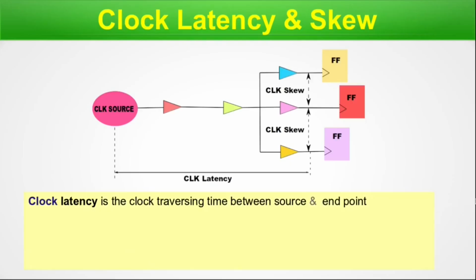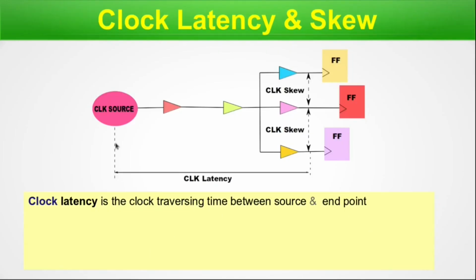Clock latency is the clock traversing time between source and endpoint. The latency in the STA engine can be fine-tuned for the clock source under various conditions such as rise, fall, min, max, and early or late. So for all these conditions, the latency can be fine-tuned for the clock source.